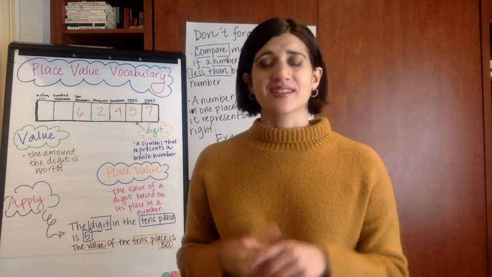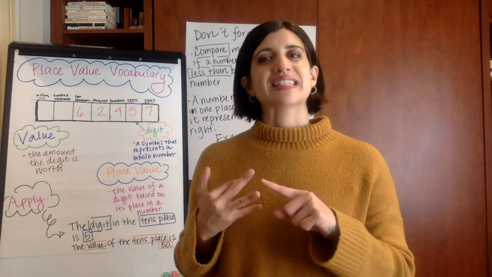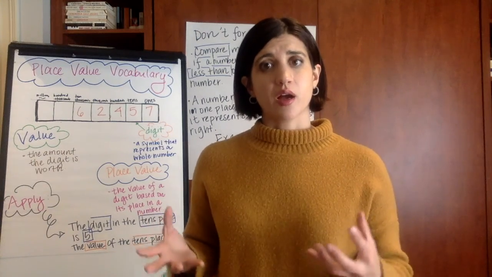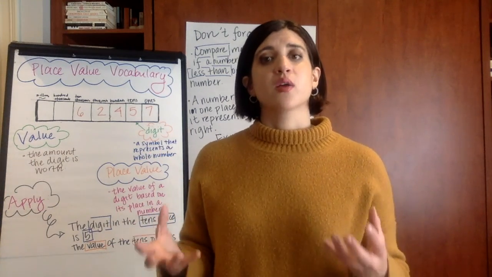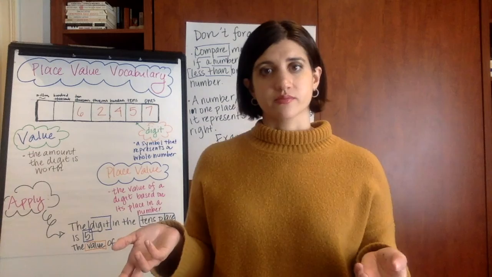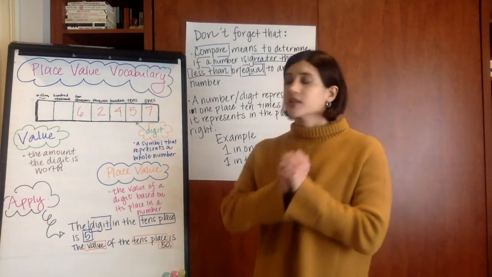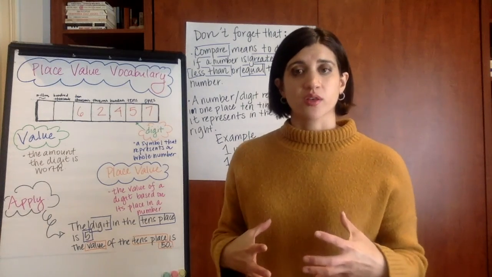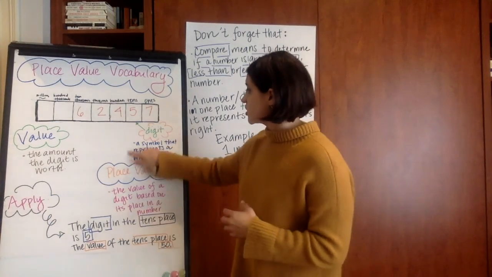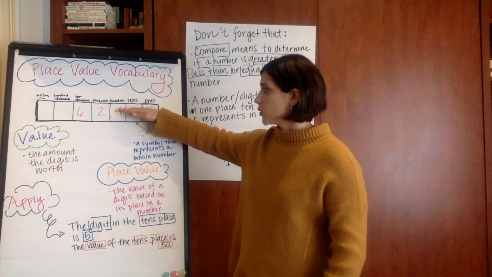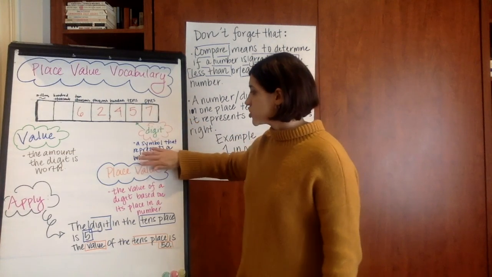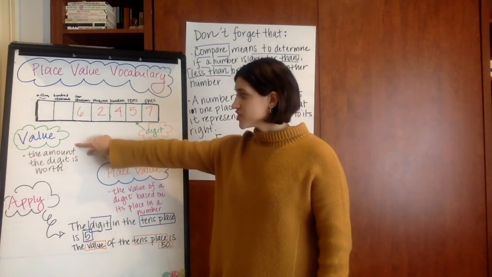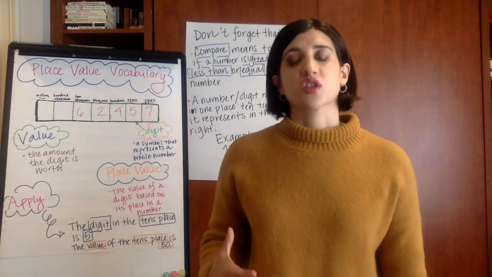So with that said, let's review some vocabulary. Let's discuss what compare looks like and means, and do a couple of examples to really help us fully understand what we need to do and how we can do it. So let's start with value. Value is the amount the digit is worth. What is my digit? My digit is a symbol that represents the whole number. So again, a digit is a symbol that represents the whole number, whereas the value of that digit is the amount the digit is worth.